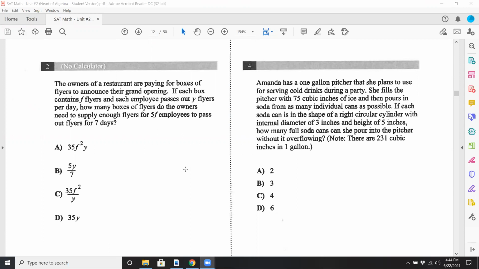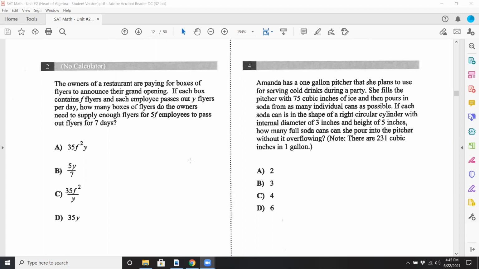So the owners of a restaurant are ordering boxes of flyers. Each box has F flyers. Each employee passes out Y flyers per day. How many boxes of flyers do the owners need to supply enough flyers for 5F employees to pass out over 7 days? It's a lot of moving parts because you have a box, you have a number of flyers in the box, you have all these employees, and you have to do it for 7 days. It's a lot going on there.